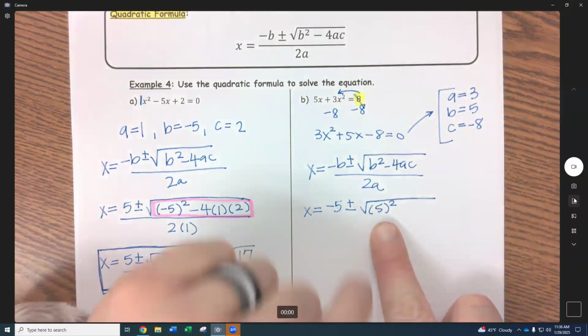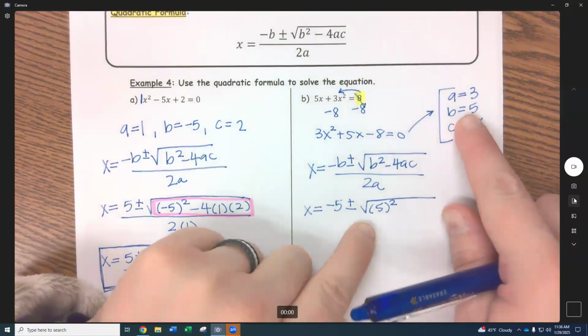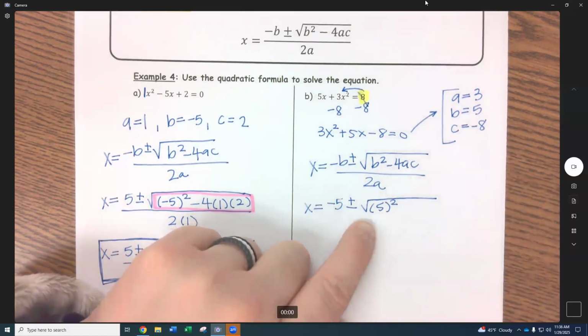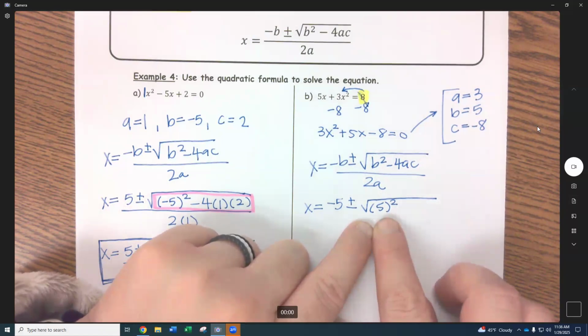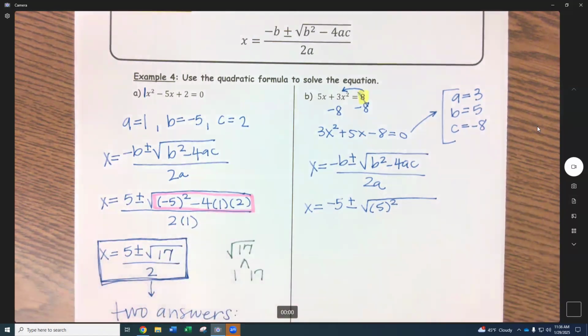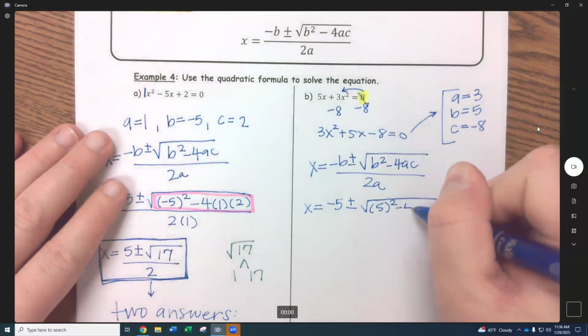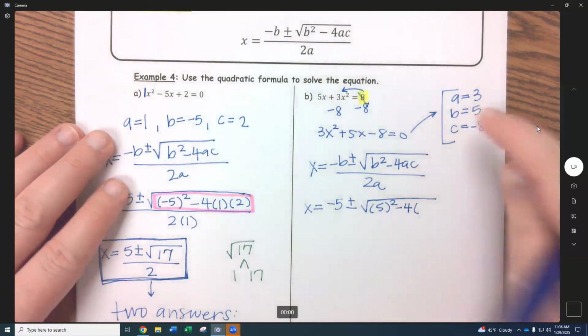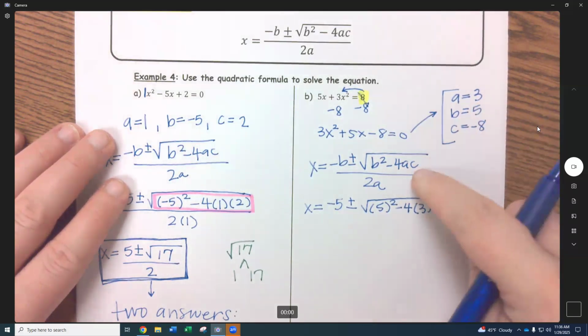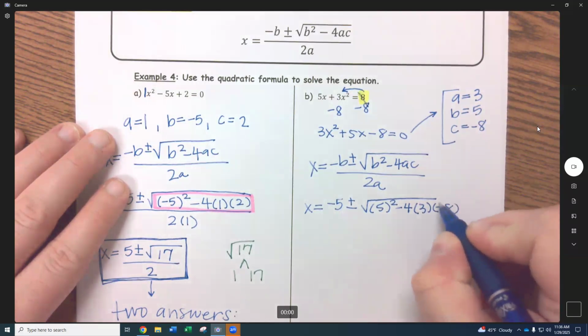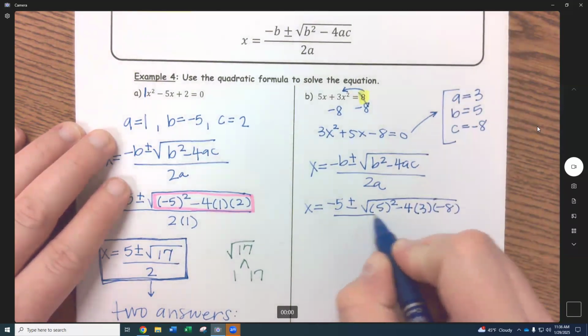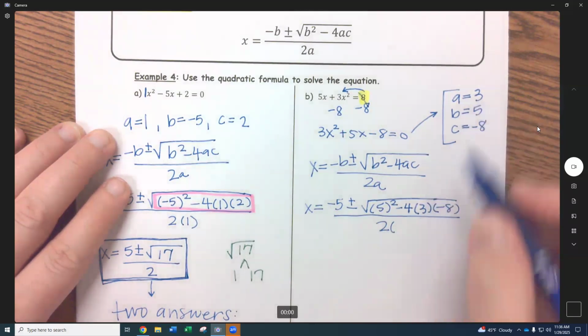Now, technically, when your b is positive, it really does not matter if you put that in parentheses or not. But in general, if you just put everything in parentheses, you don't have to remember when do I do it and when do I not. Just when you use substitution, use parentheses. Okay, -4 times a, which is 3, times c, which is -8. And this is all over 2 times a, which is 3.